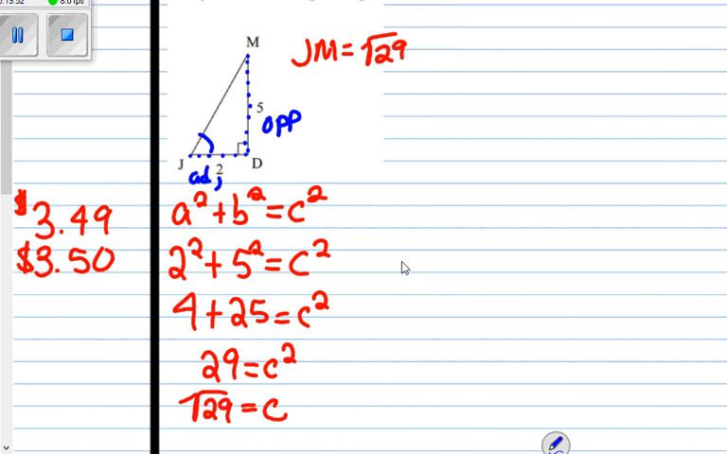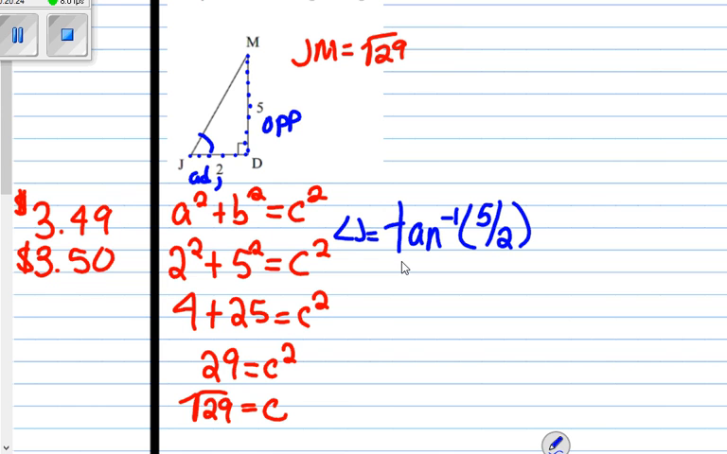Now, remember, I'm looking for an angle measurement, so I'm going to be using inverse tangent. So the inverse tangent of opposite, which is 5, over adjacent, which is 2. I'm looking for angle J, and really I should have written that, sorry. Angle J equals the inverse tangent of 5 over 2. Since we're looking for an angle, we're using inverse tangent. What does inverse mean? Opposite.